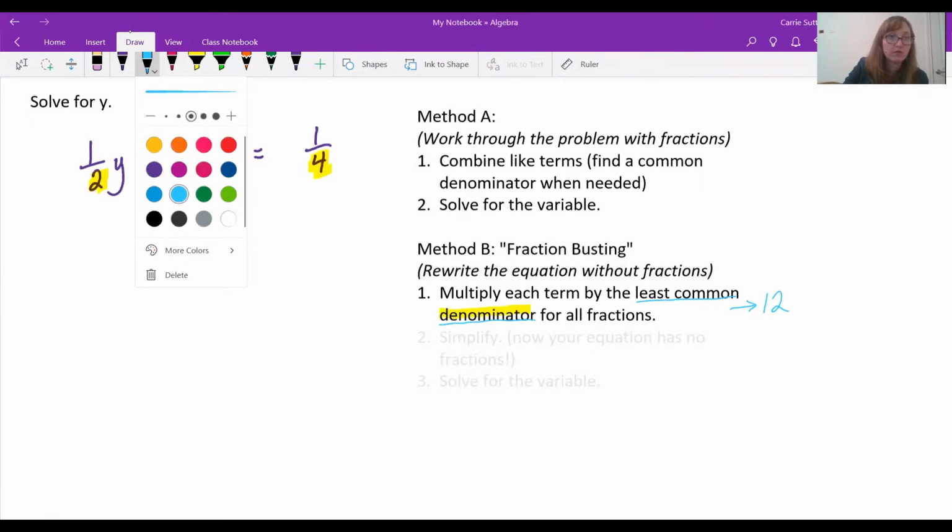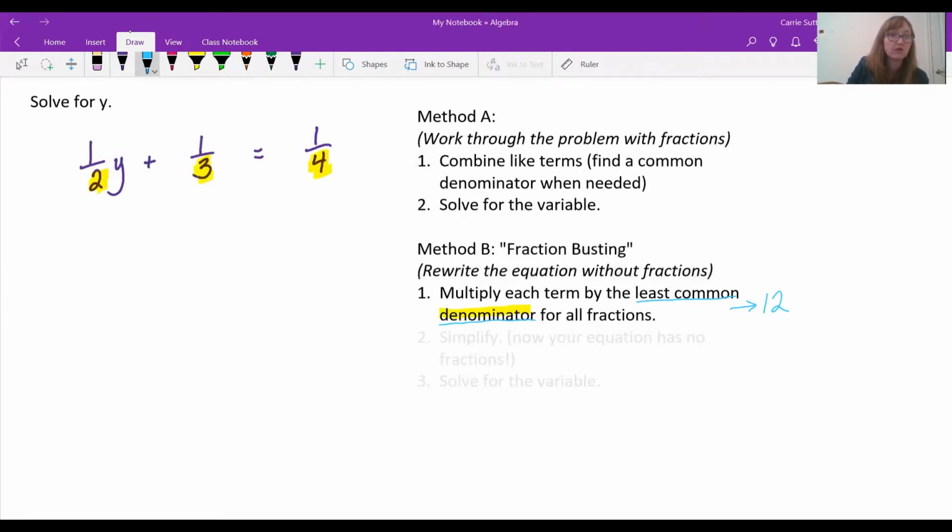We'll take a look at that. We'll multiply this one by 12. If it's helpful, you can write it as 12 over 1. We'll multiply this term by 12. And because it's an equation, what I do to one side, I've got to do to the other side. So we also need to multiply this 1/4 by 12. We're going to show that in-between step just to make sure we're really clear here.